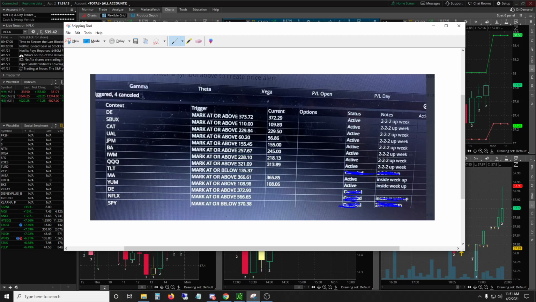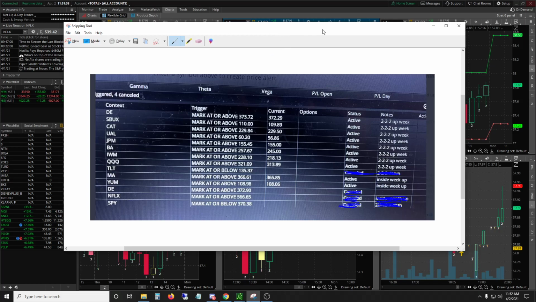Either they were from a previous alert that I had set up, or whatever reason, I'm not sure what they were. TLT I canceled because if I remember right, it was so far away from what my mark was that it probably would have suffered exhaustion risk by the time it got to my trigger. So let's take a look at DE.